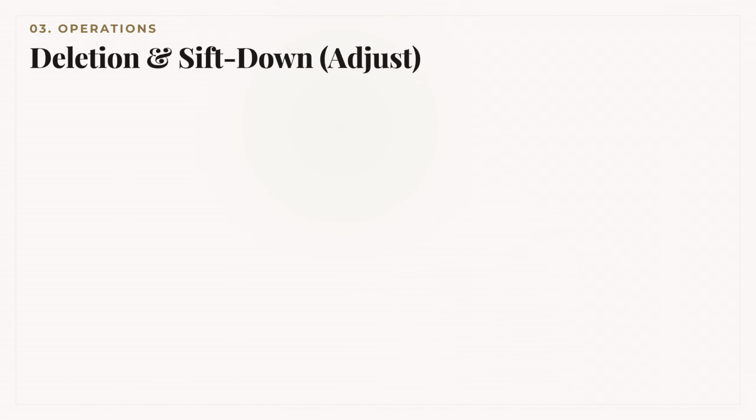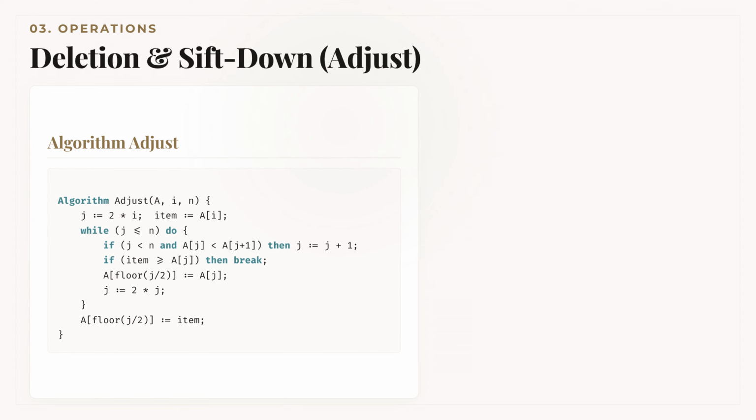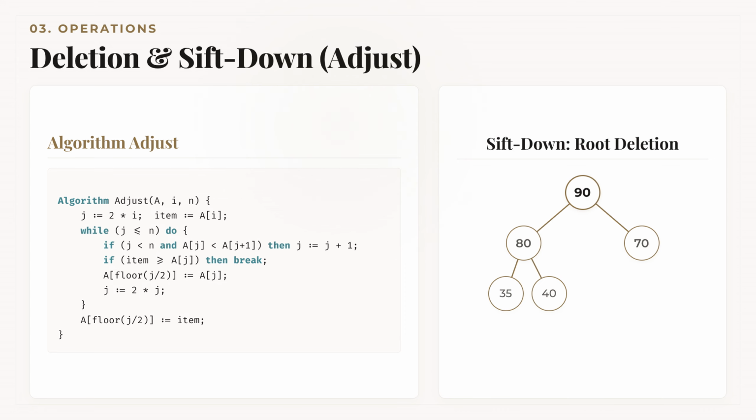To delete the maximum element from a max heap, we copy the value at the root, which is the maximum. We then replace the root with the last element in the array and decrement the heap size. Because this new root might violate the heap property, we run an adjust procedure, also known as Down-Heap or Sift-Down, to push the element down to its correct position. The adjust procedure compares the parent node with its children, swaps it with the larger of the two children if they are larger than the parent, and repeats the process downward until the heap property is satisfied. The adjust procedure also runs in logarithmic time, ensuring that deletions are highly efficient.